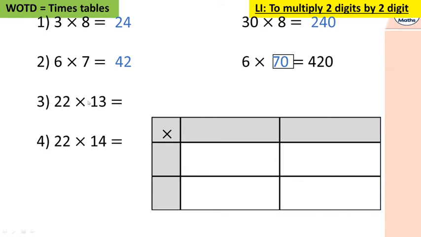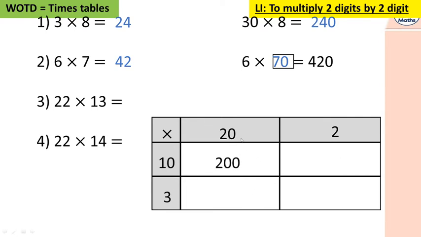Okay, here we've got 22 times 13, so I'm going to show you how to put this into our grid. So we separate our 20 and our 2, we separate our 10 and our 3, and then we work out the answers for these boxes, and then we add them up.